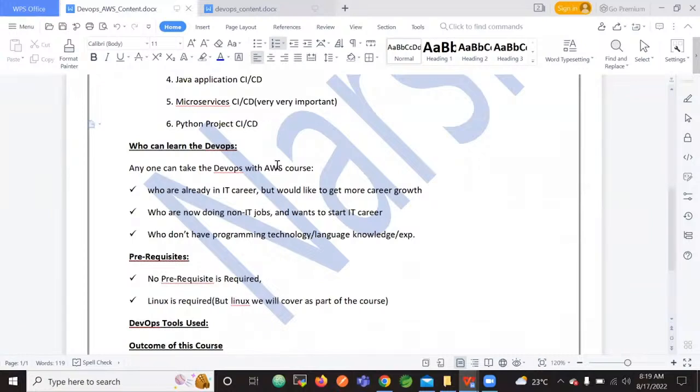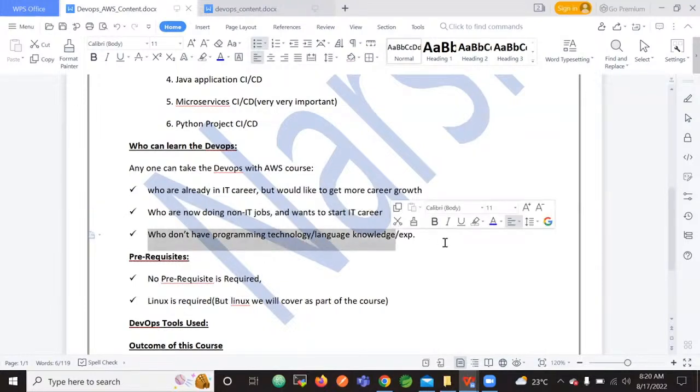Anyone can take the DevOps with AWS course. Those who are already in an IT career, like Java developers, Python developers, or testers, who would like more career growth, the best option is to go for DevOps. And those who are now doing non-IT jobs and want to start an IT career can also start. And those who don't have programming language knowledge or experience can also look at this DevOps course.